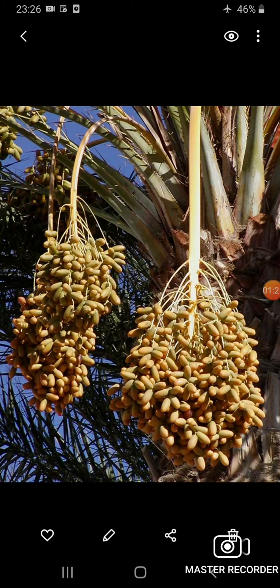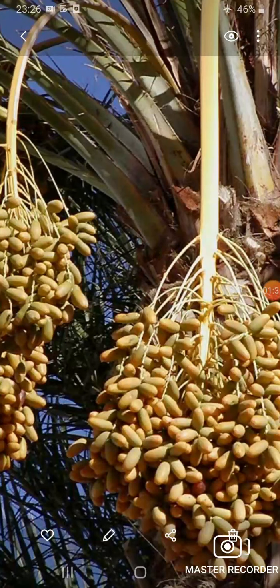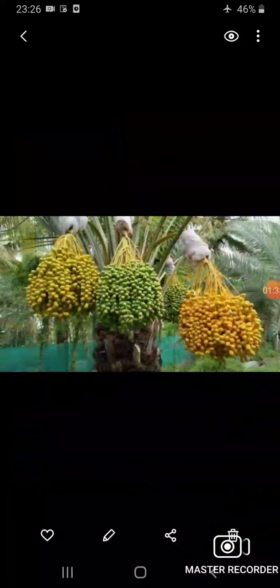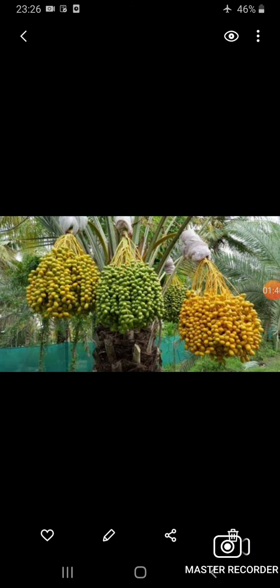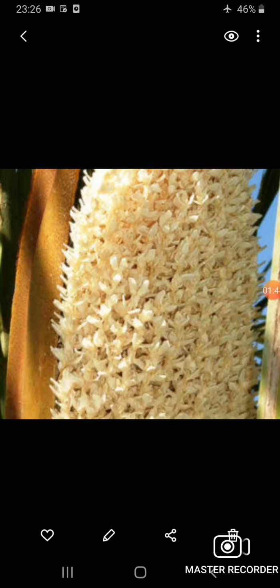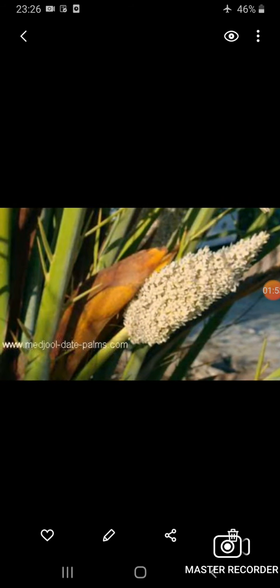This is another example of dioecious plants, and the plant is female plant of date palm, which is showing many fruits. So this is another date palm female plant producing fruits. Now these are the male flowers produced by the male plant of date palm. This is also date palm male plant.